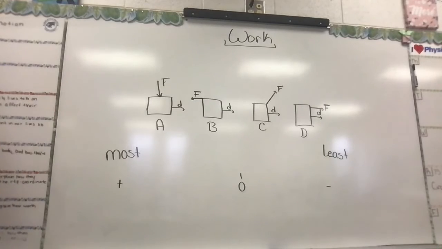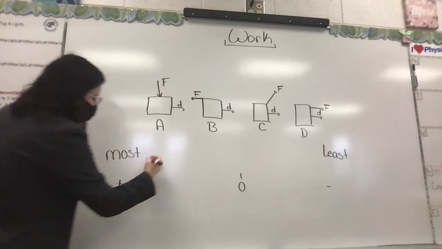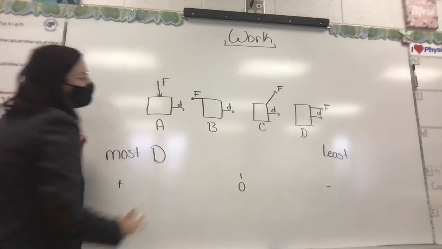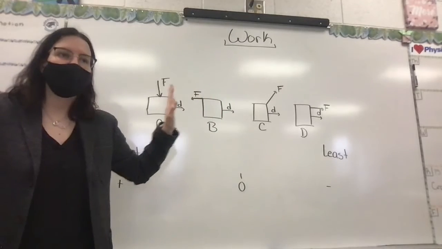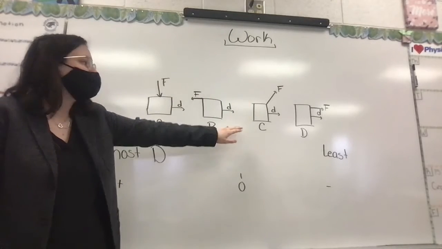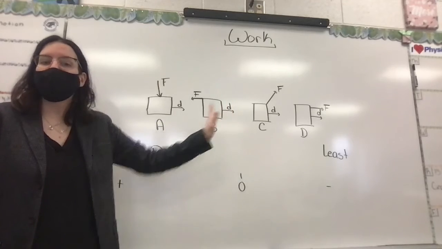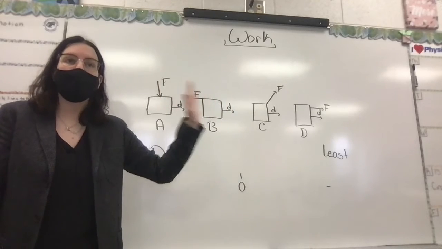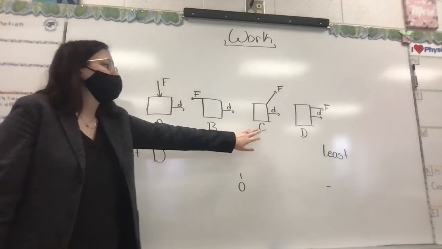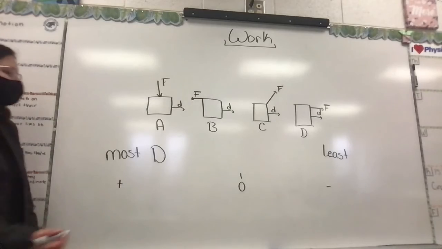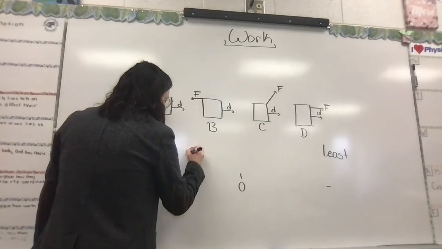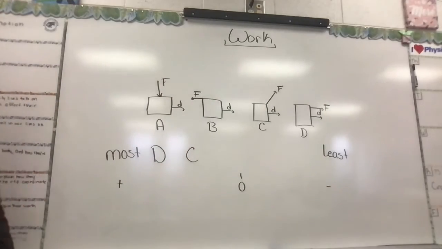Okay, why are we saying D? Okay, but what about C? Yeah, you guys are right. It's going to be D. Now, the reason it's D and not C is because you'll notice in D, all of that force is going that direction, right? In C, some of it's also in that vertical direction. It's not all horizontal. So that means C is going to be in which place? Is it going to be next? Yes, it's going to be next. Because it has some positive work being done on it, just not as much as D does.